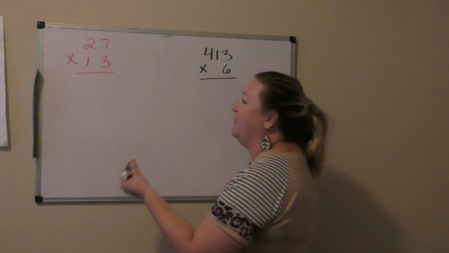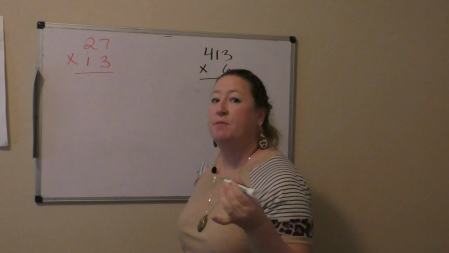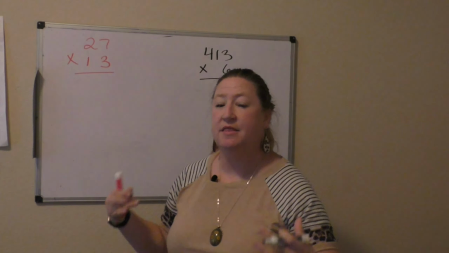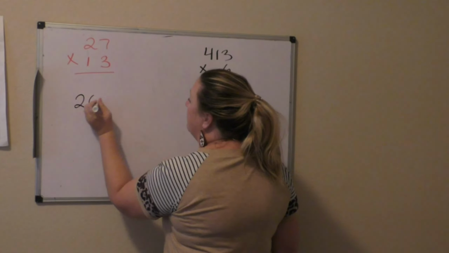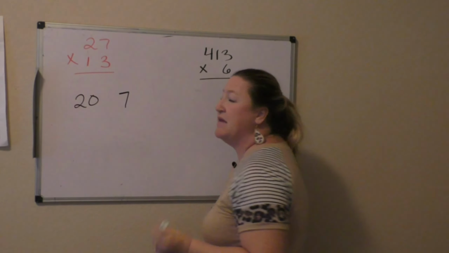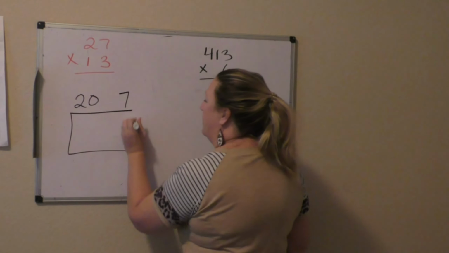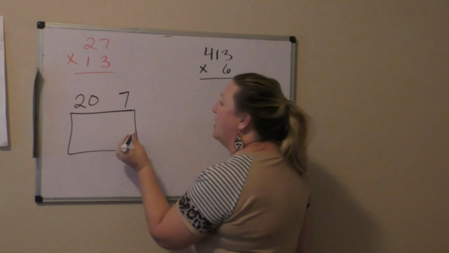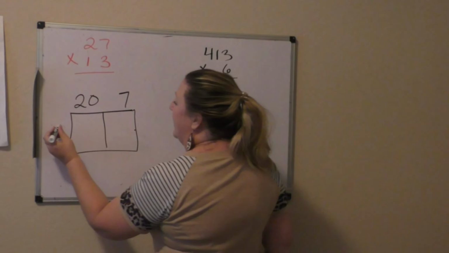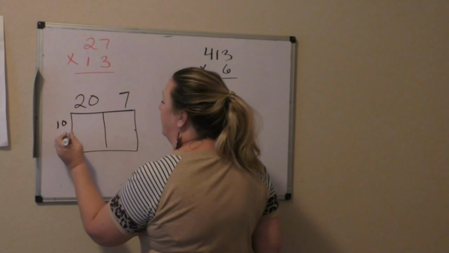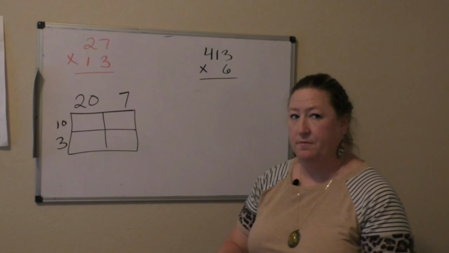To build your area model, you're going to take your 27, you're going to break it up into the tens and the ones. I know that I have 20 and 7. I also know that if I'm going to break up my 13, I have a 10 and a 3. So that's my area model.